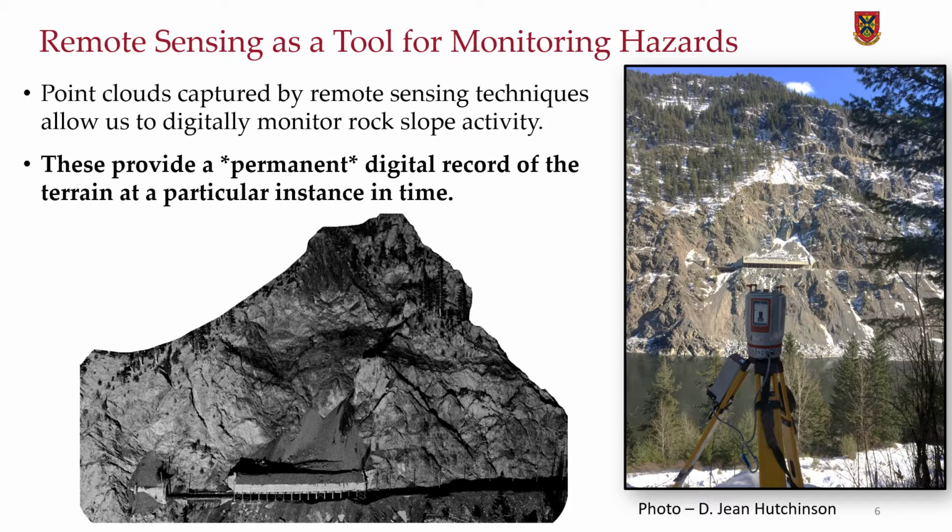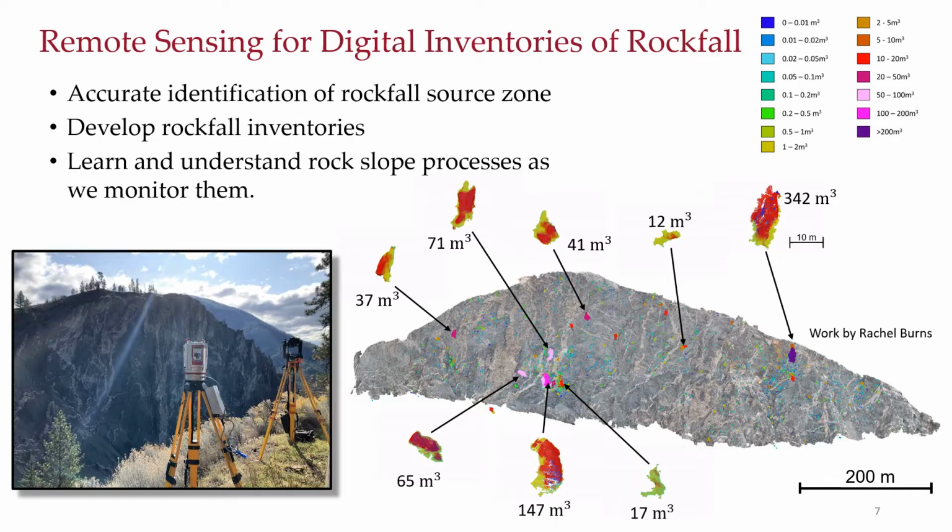These point clouds provide a permanent digital record of the terrain at a particular instant in time, and here we asterisk permanent because we should always have good database practices so that our data sets are actually permanent. By comparing these data sets over time, we can accurately identify where change is occurring on the slope. From this, we can begin to develop rockfall inventories, and we can learn and understand the rock slope processes as we continue to monitor them.